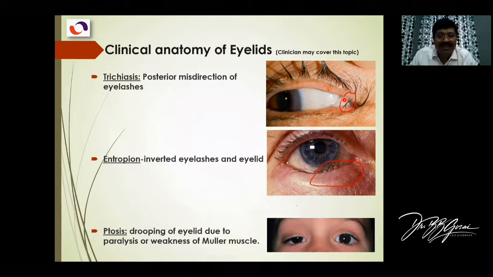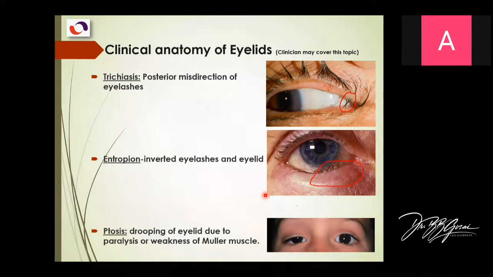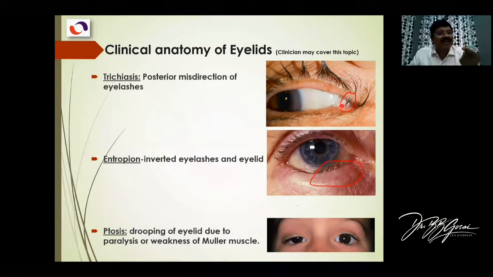This one is trichiasis, which is the misdirected eyelashes. And this one, as you see, is the inverted eyelid. Once the eyelid inverts, the eyelashes also invert and cause trouble to the cornea. And this one is the drooping of the eyelid, ptosis, because of paralysis or weakness of the muscle. So this is about some of the clinical aspects.